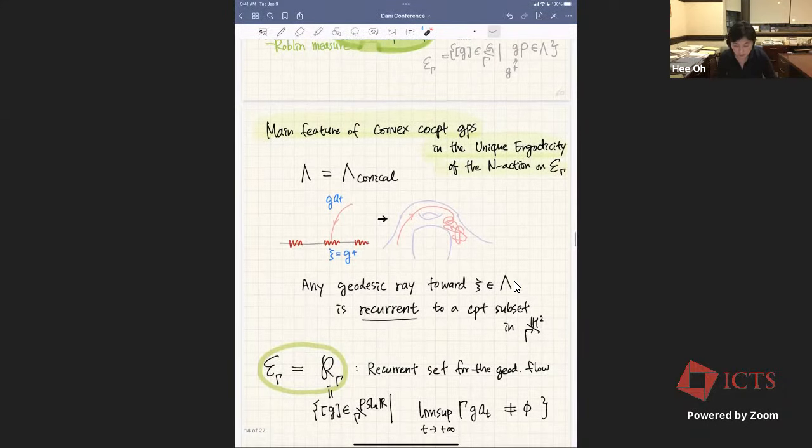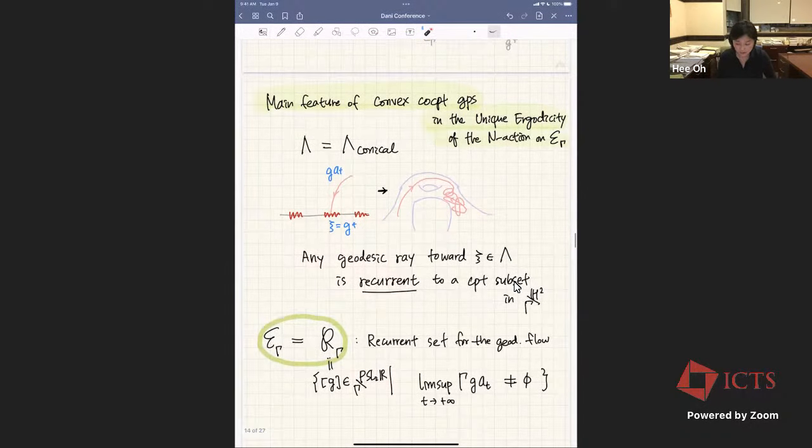Okay, so the main feature of convex cocompact groups in this unique ergodicity for N action on E sub gamma is the following property. The limit set consists entirely of what are called the conical limit points. Okay, so what is a conical limit point? The conical limit point means this.